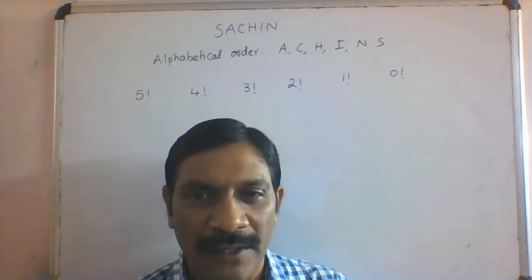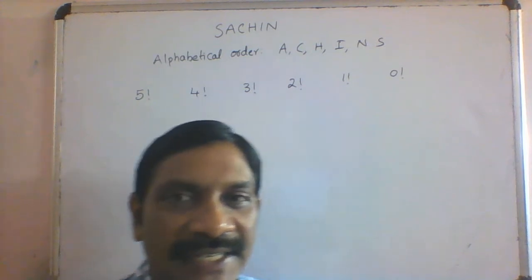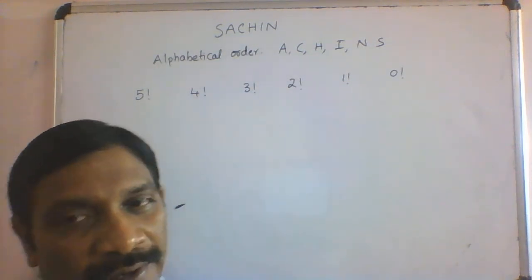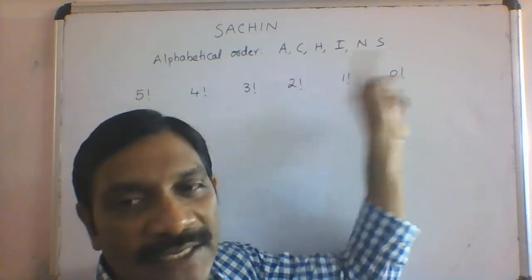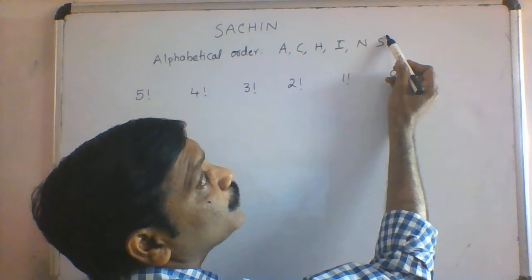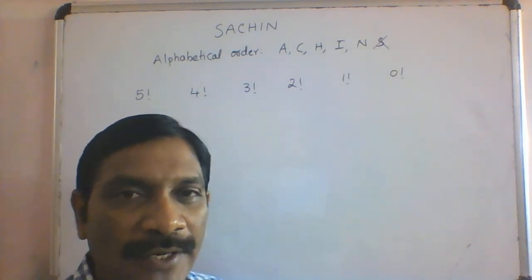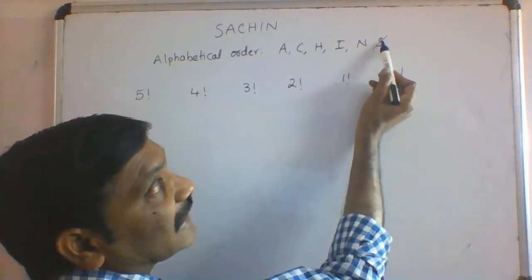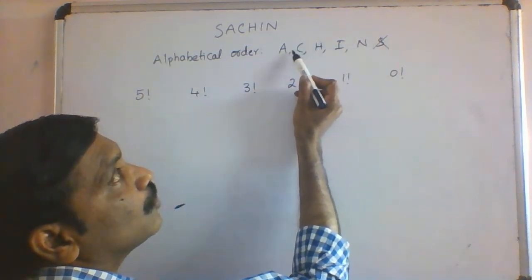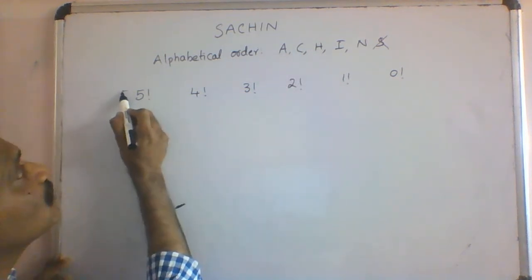Okay. Now see the required first letter. Required first letter is S. And see where that S is there in alphabetical order. In the last place. So you strike it off. And count the number of letters before that S: 1, 2, 3, 4, 5. You keep that 5 before this 5 factorial.